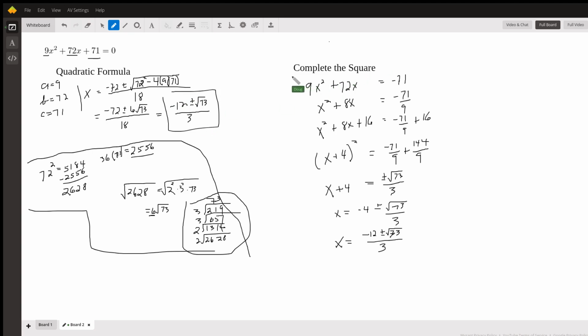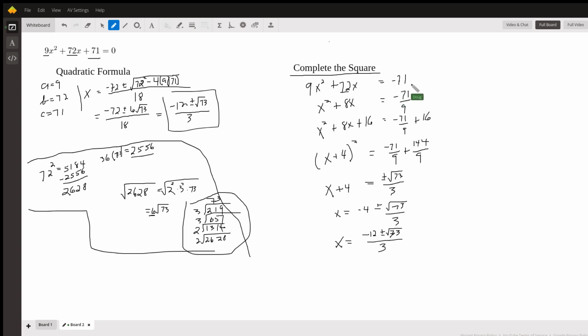Now another technique to solve, and I think it's actually easier, is to complete the square. The suggestion to complete the square over the quadratic formula happens basically when the coefficient of the x squared divides into the coefficient of the linear term evenly. Then it's pretty easy to complete the square.